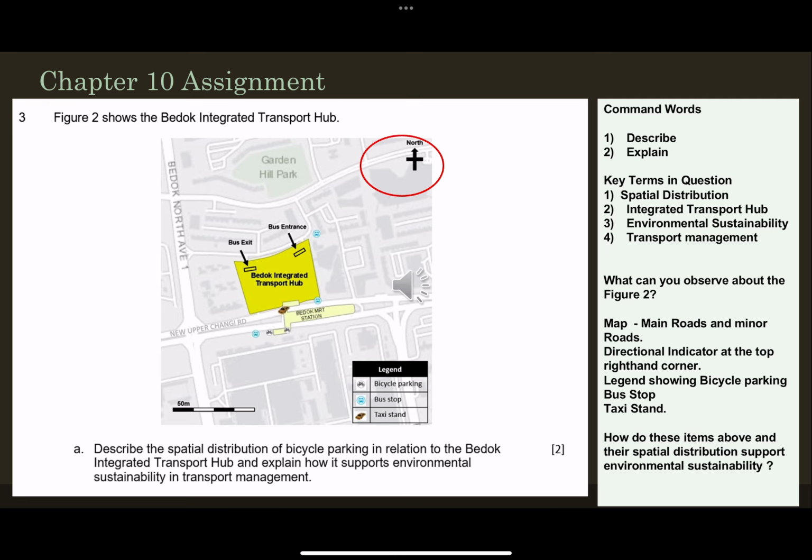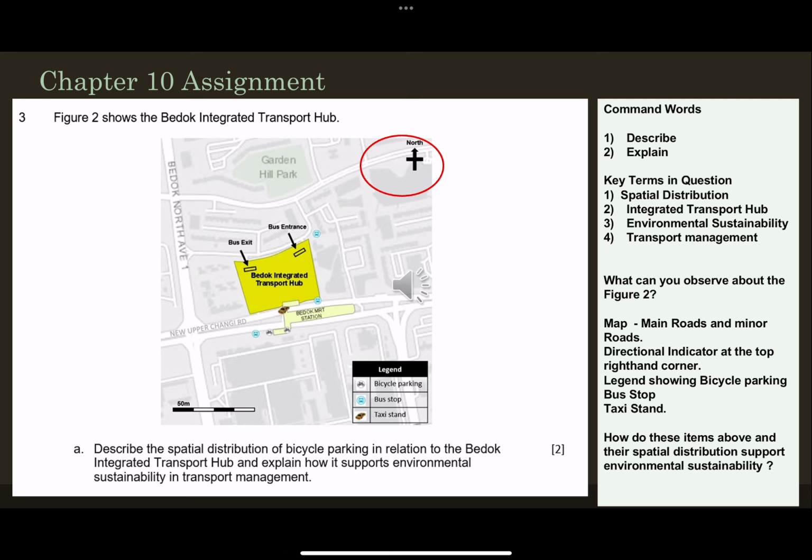As a way to apply what we have learned in both part 1 and 2 of these lesson recordings, we will now attempt to do this question 3 from your chapter 10 assignment. In this question, figure 2 shows Bedok Integrated Transport Hub. The question says, describe the spatial distribution of bicycle parking in relation to the Bedok Integrated Transport Hub, and explain how it supports environmental sustainability in transport management.